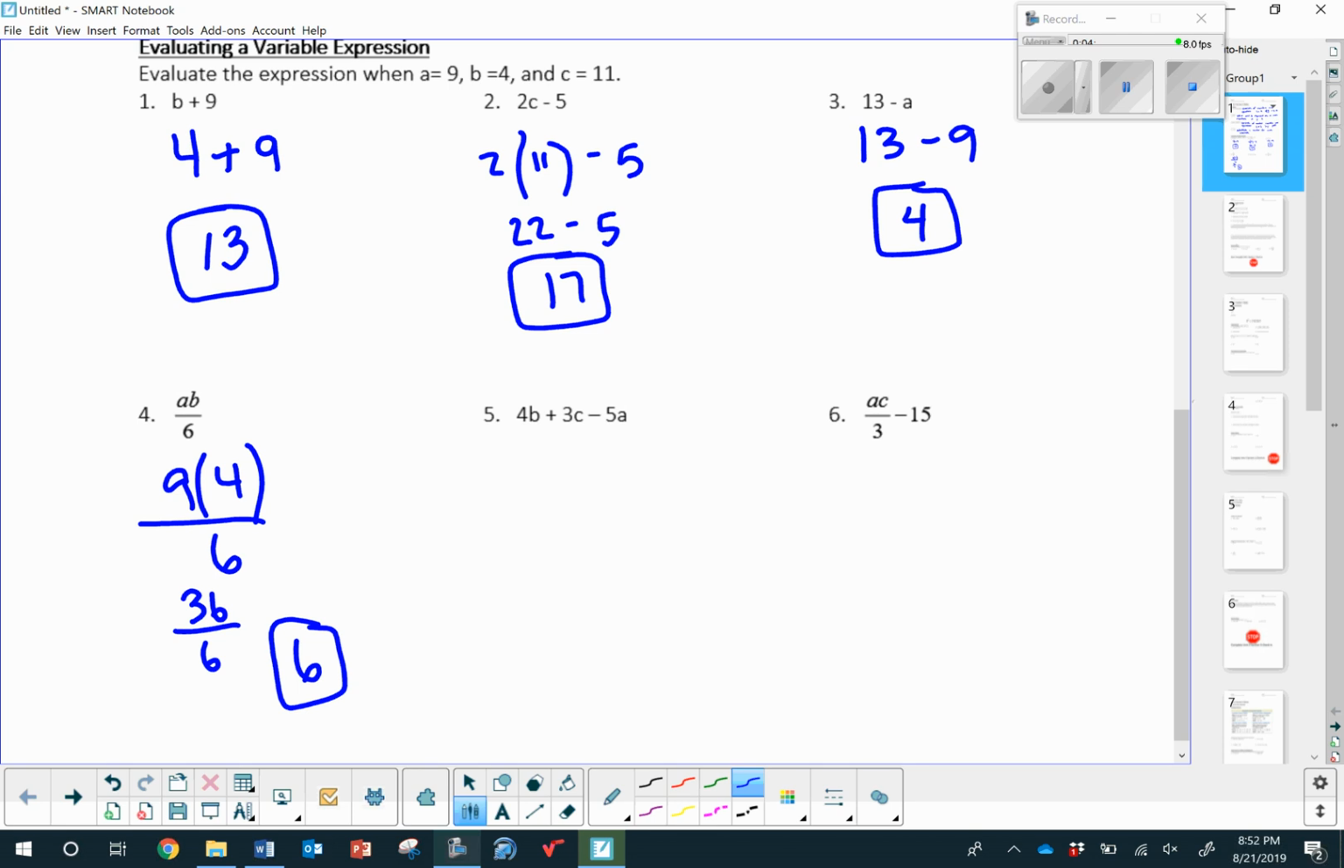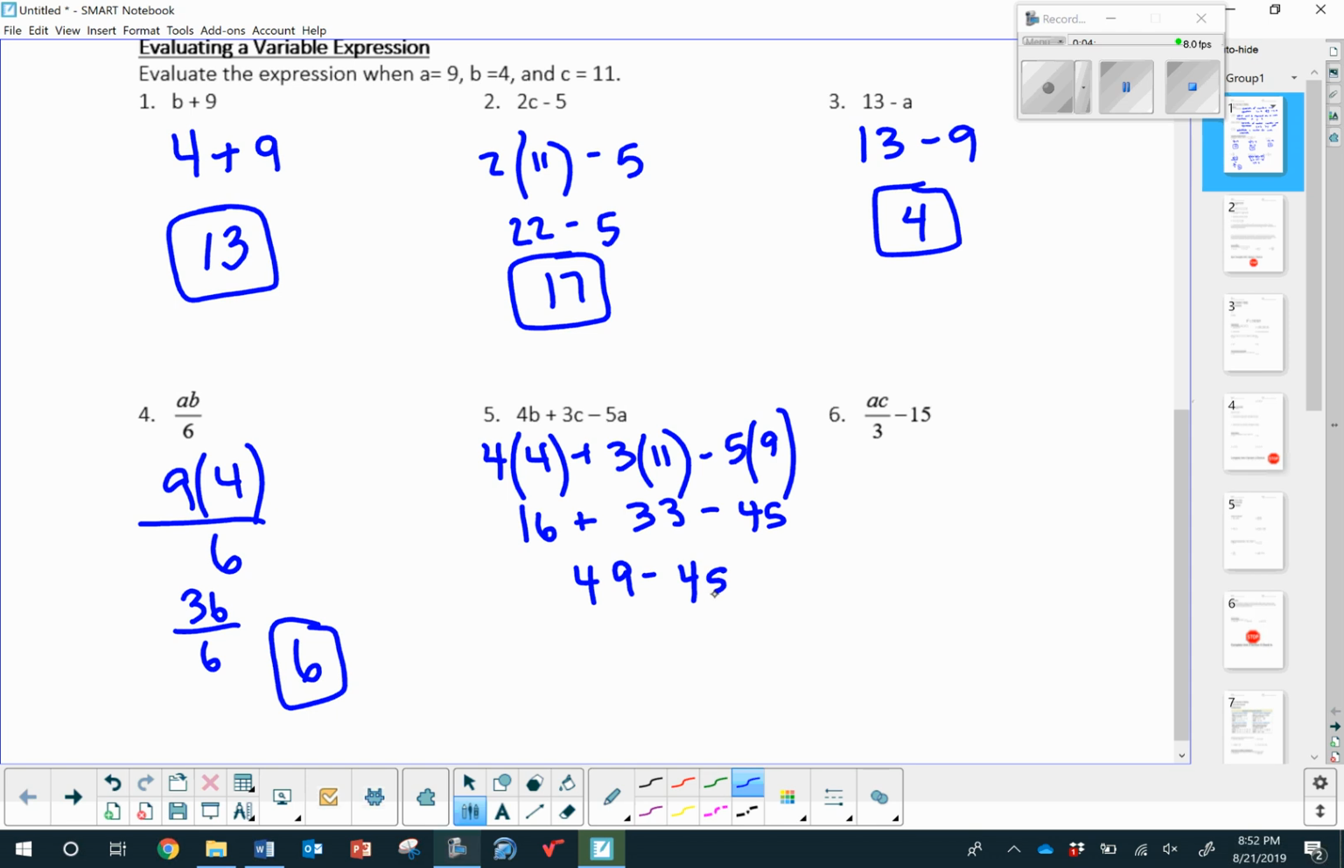All right, number 5 looks a little trickier, but it's the exact same thing. We're just plugging our variables in. So 4 times B is 4 times 4, plus 3 times 11, minus 5 times 9. So this would be 16 plus 33 minus 45. 16 plus 33 is 49, minus 45 gives us an answer of 4. All right, friends, I'm going to have you try number 6. Again, if you have any questions, please be sure and ask your teacher.